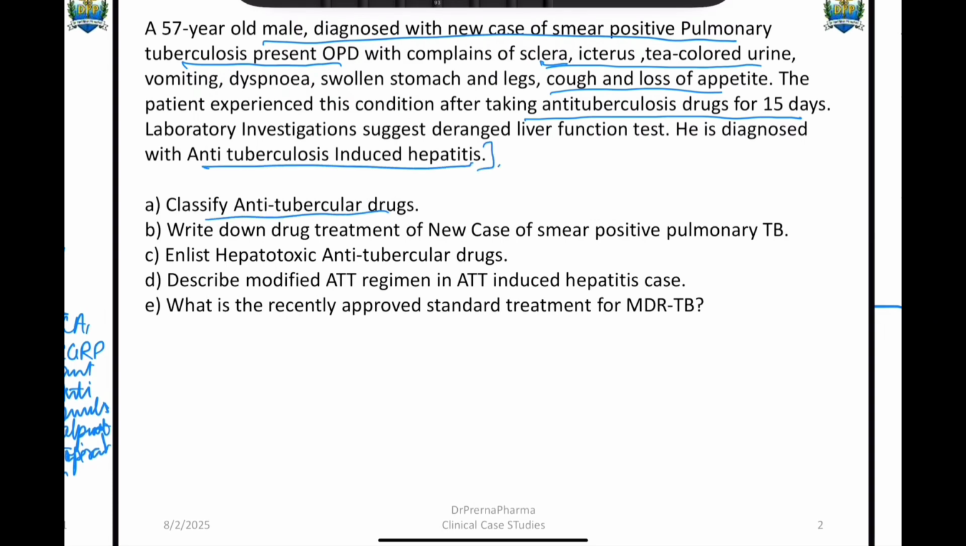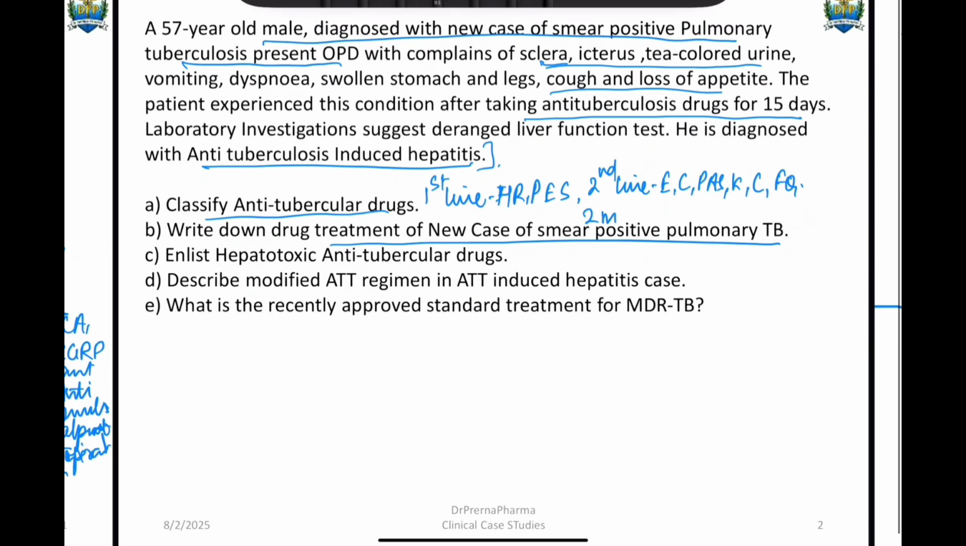Now classify ATT drugs. So in classification you have to write first line drugs, that is isoniazid, rifampicin, pyrazinamide, ethambutol and streptomycin. And the second line drugs also, that is ethionamide, cycloserine, PAS, kanamycin, then capreomycin, then fluoroquinolones. Then write down the drug treatment for smear positive TB. So in this, the correct answer is 2 months of HRZE plus 4 months of HR. That is the WHO new guidelines.